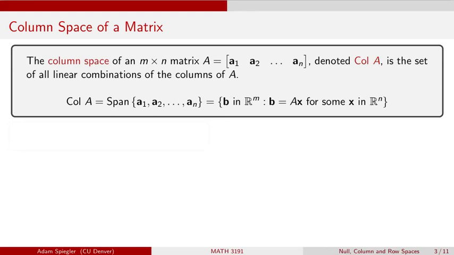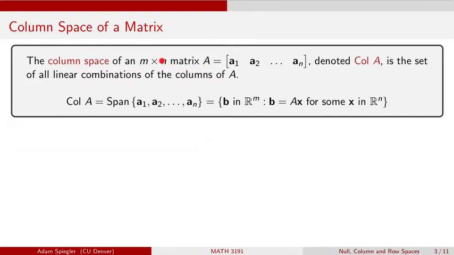Okay, welcome everybody. So far we've discussed what the null space for an m by n matrix would be. In this video, I want to define what the column space of an m by n matrix is and take a look at an example. So the column space of an m by n matrix A.